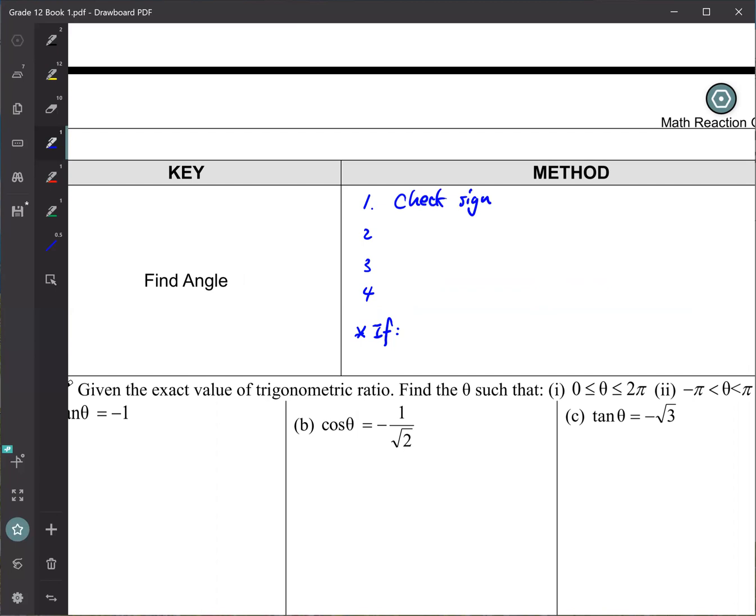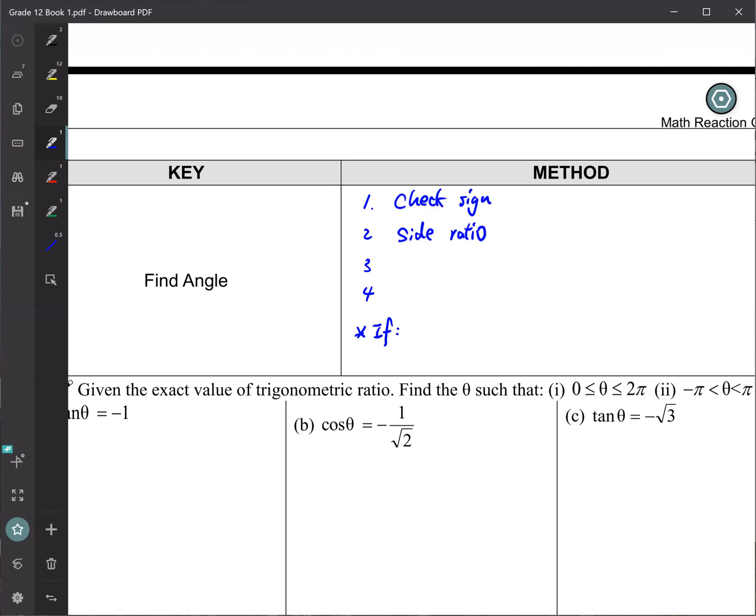What is step 2, Donna? Check side. No, that's step 1. Side ratio, yes. Because they give you the side ratio, they also tell you if it's positive or negative. So that's why you start with those 2, right? You won't start by drawing the angle. You don't know where they are yet.